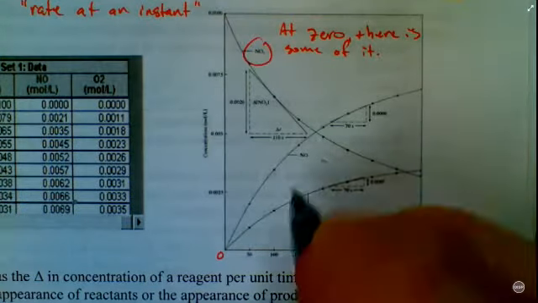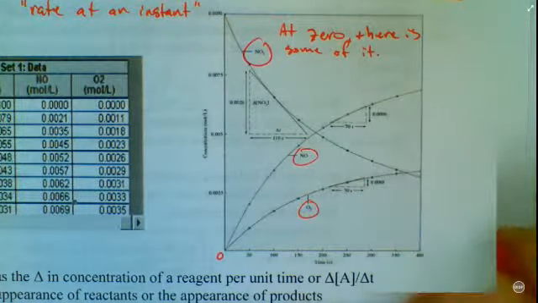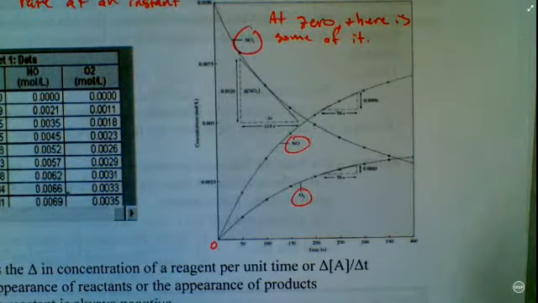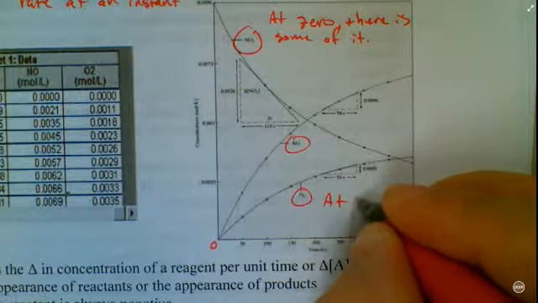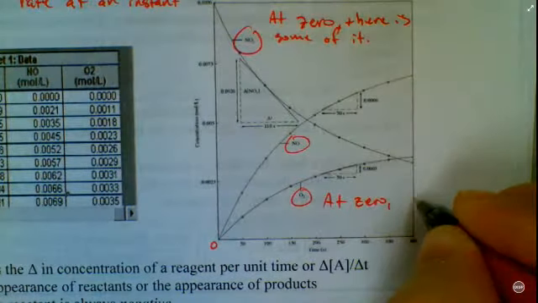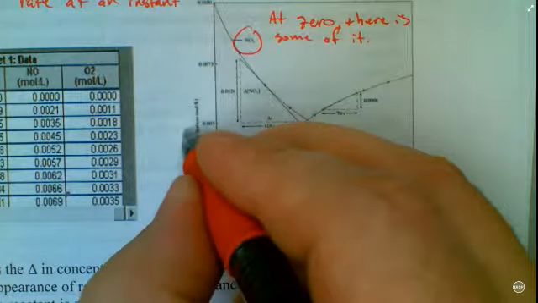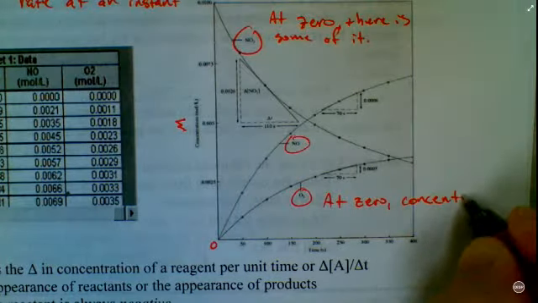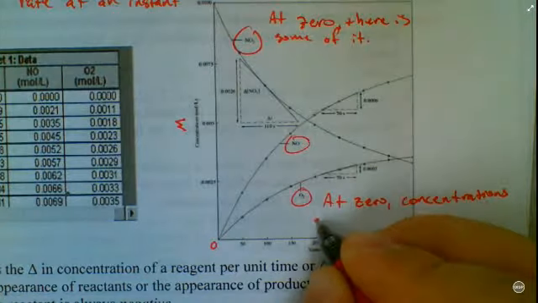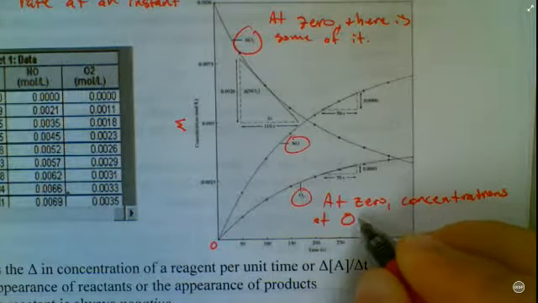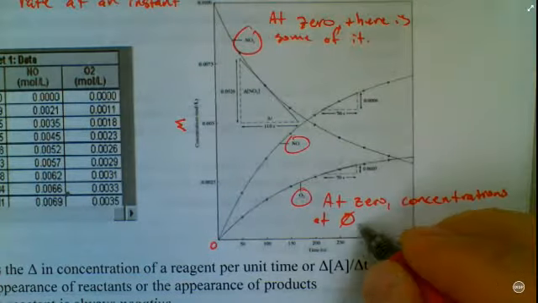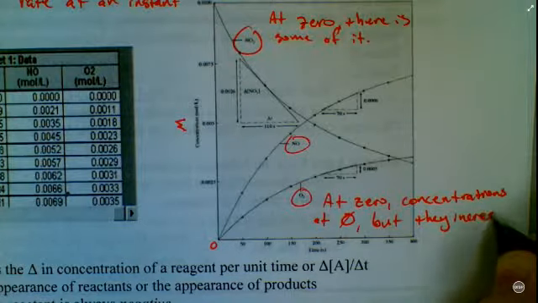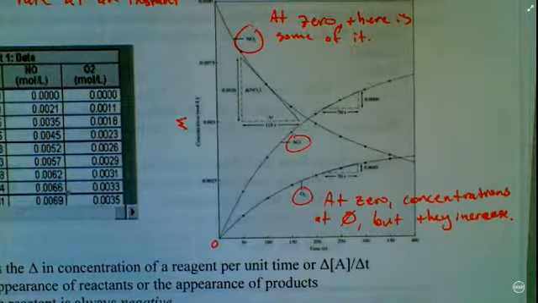I know that NO and this O2 are going to be products, not just because I already know what the equation is, but because at 0, the concentration, the molarity right there, is 0. There's none of them, but they increase. As time goes on, there's more of it.